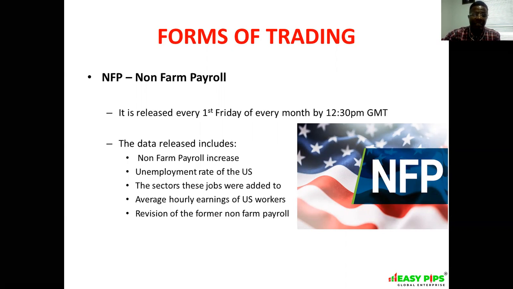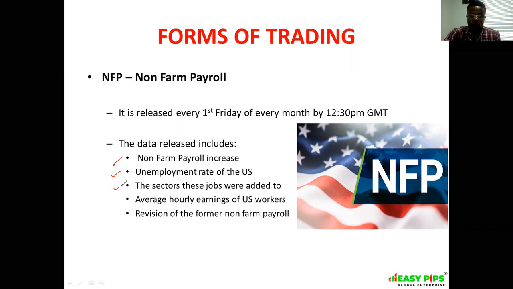So the data being released in NFP includes the non-farm payroll increase. This is the total number of employment that has been added to the US economy, excluding the farm, the agricultural industry. They also release the unemployment rate. That means the total unemployment rate of the US economy. Now take a look at this too. If there is more employment in the economy, it's good, right? So it's good for the currency pair. If there is less employment in the economy, it's bad. That means it's bad for the US dollar. So that is how powerful this news is.